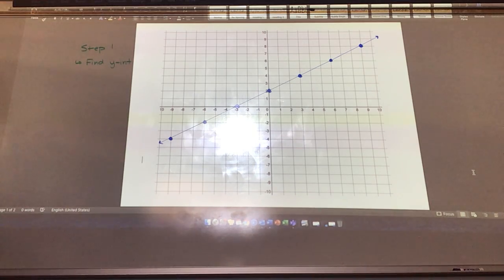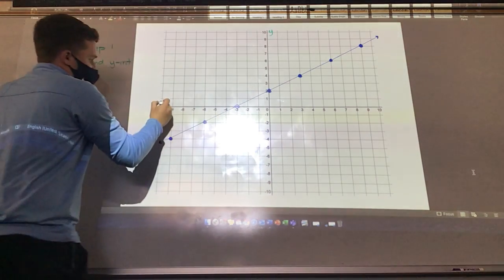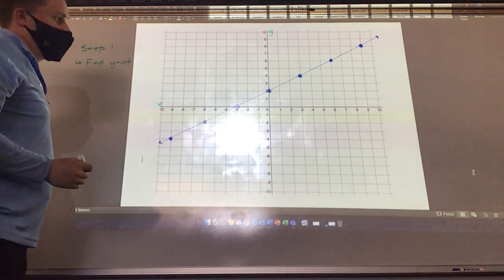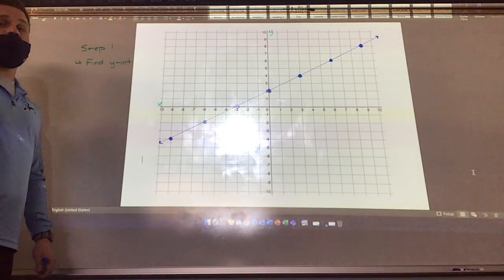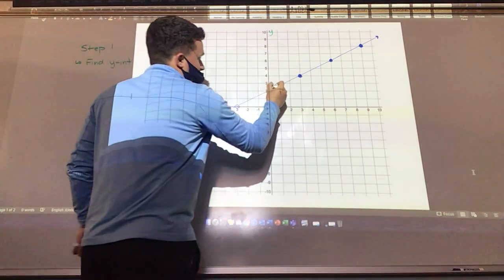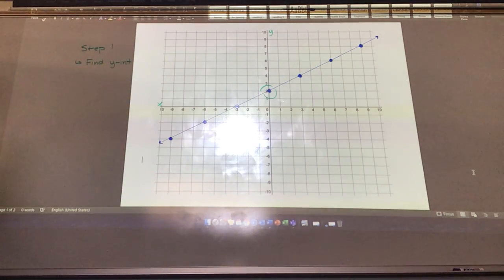So we're finding the y-intercept. Remember, our y-intercept is the up and down line. Our x is the right and left. So we need to find the point where we cross that up and down line. I want you to go ahead and circle that on your paper. For this one, it's going to be right at 2, because that's where we cross the y-axis. So go ahead and circle right at 2.